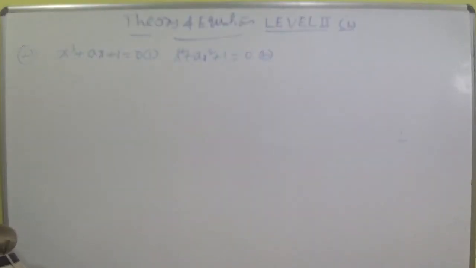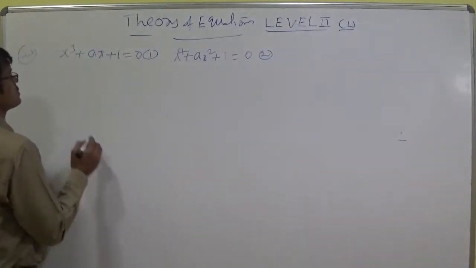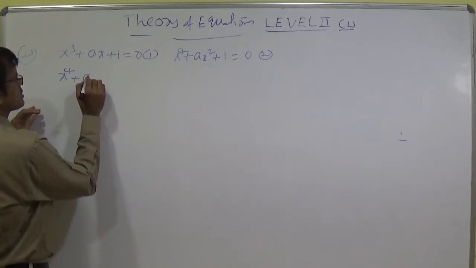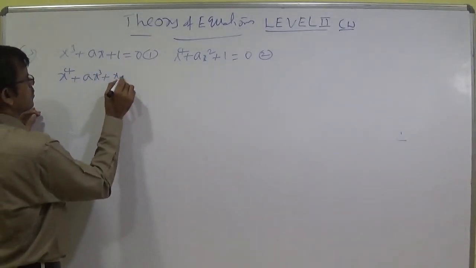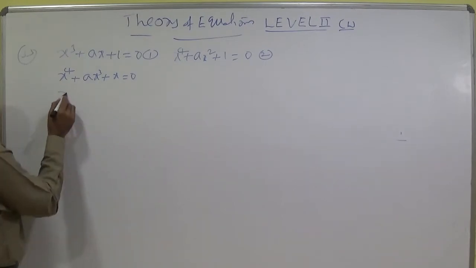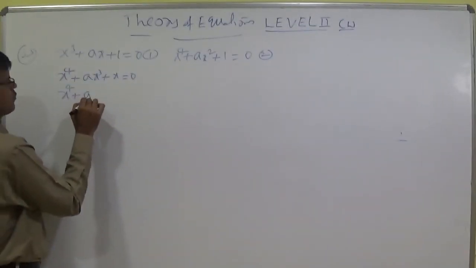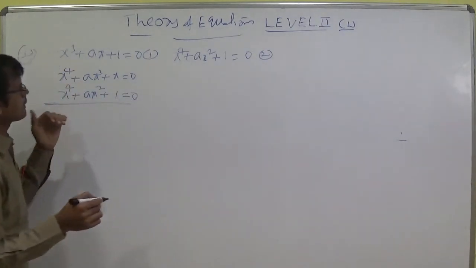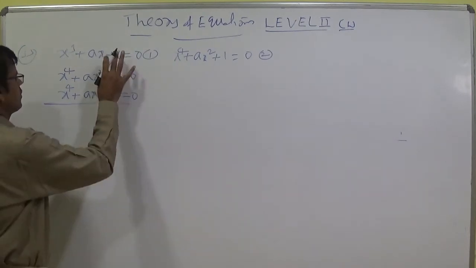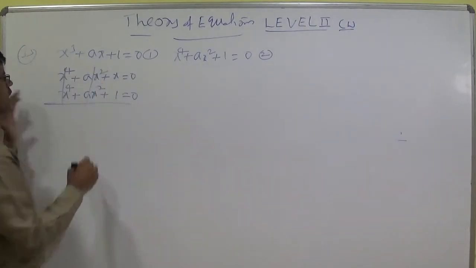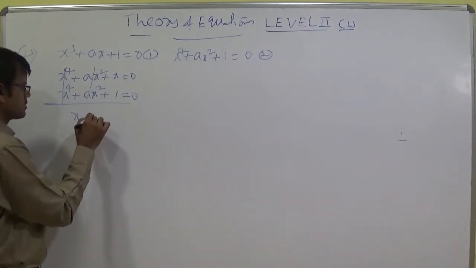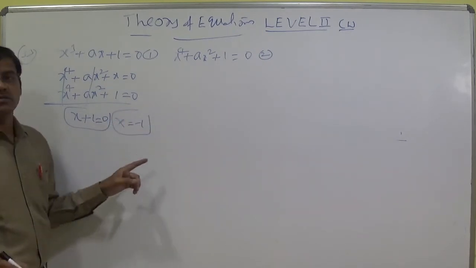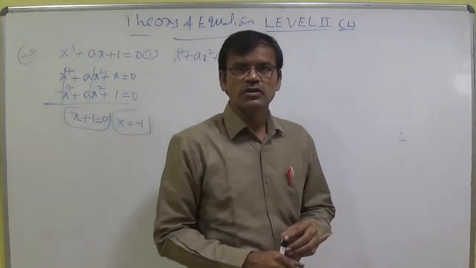If the two equations are having common roots, you can do one thing: multiply the first equation by x. x power 4 plus ax square plus x equal to 0. And under it, write x power 4 plus ax square plus 1 equal to 0. Subtract. Here it is ax square, not cube, so x power 4 and ax square will get cancelled. x minus 1 equal to 0. So x is equal to 1. You can understand that this is the common root of the two equations.